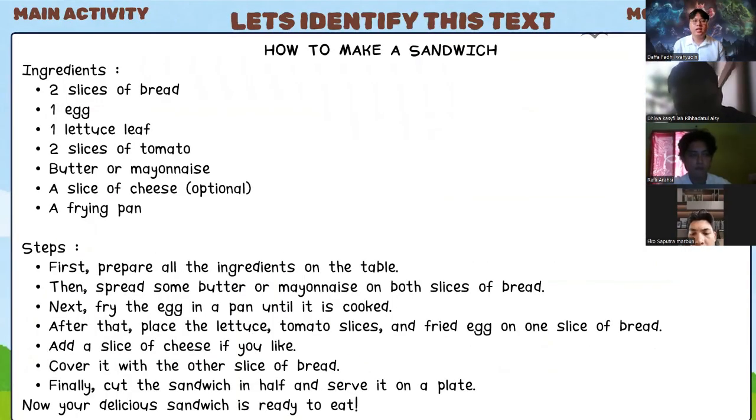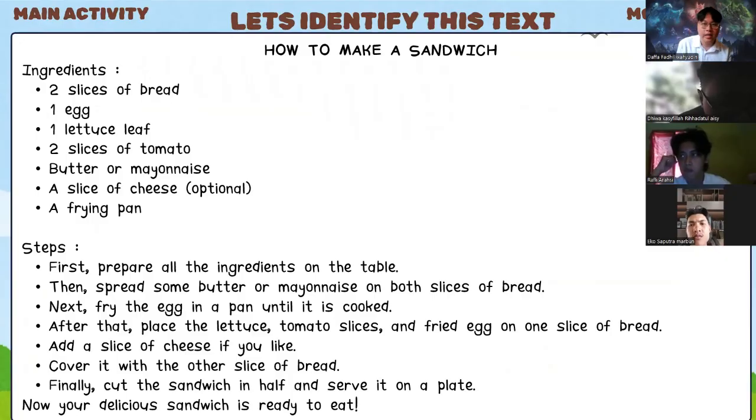Now, guys, let's move to the next. This is the main activity of this class. Let's identify this procedure text. This procedure text is how to make a sandwich. Would anyone like to read this text?